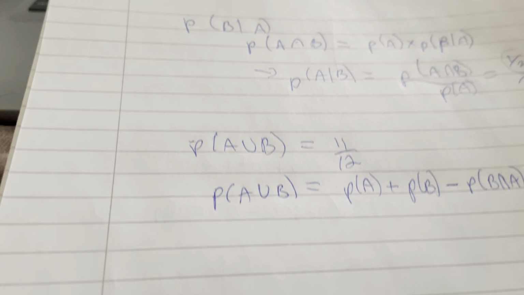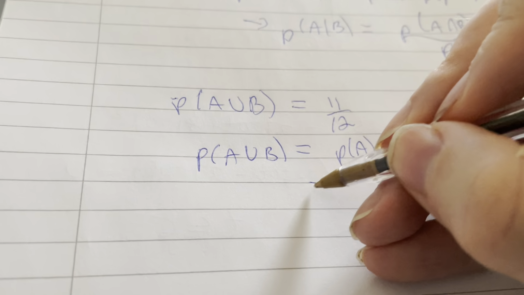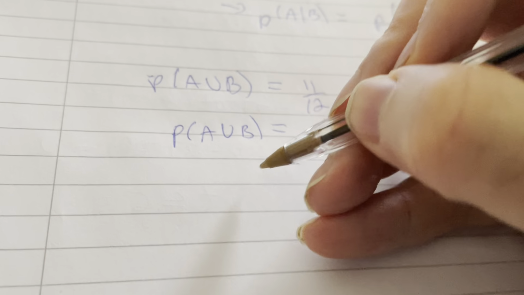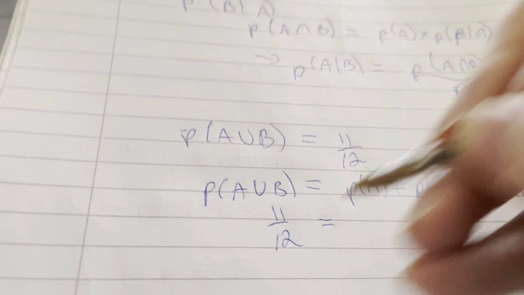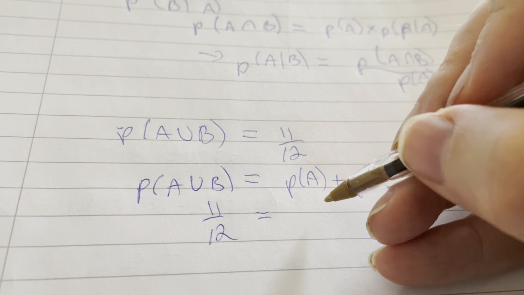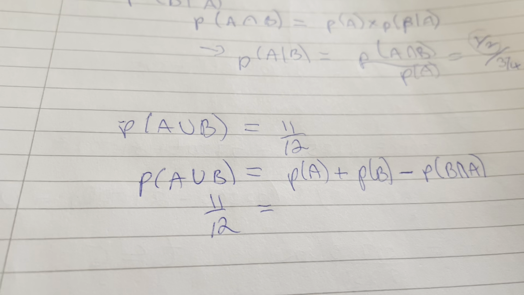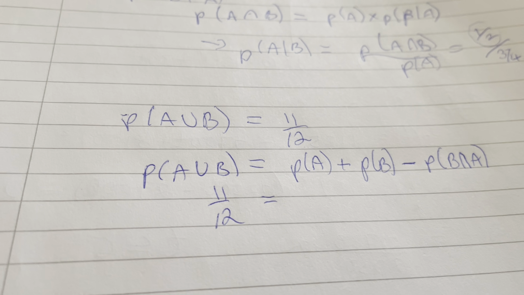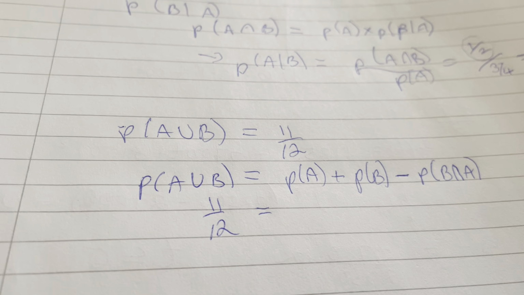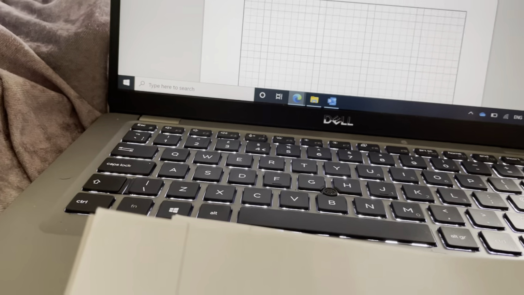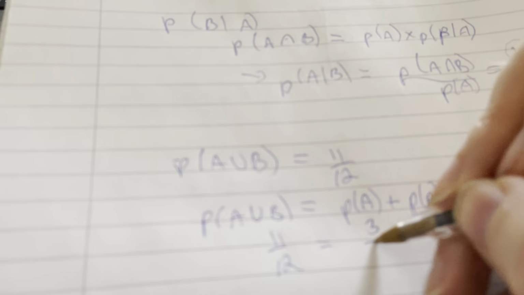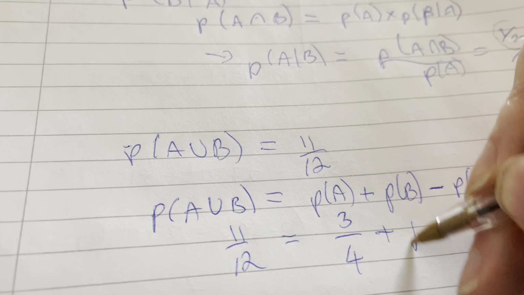Okay, so then we get, do we know the probability of A? We're given the probability of that, so 11 over 12 is equal to, we know P of A, which is, are we given it? We are. That's 3/4. Probability of B, we don't know.